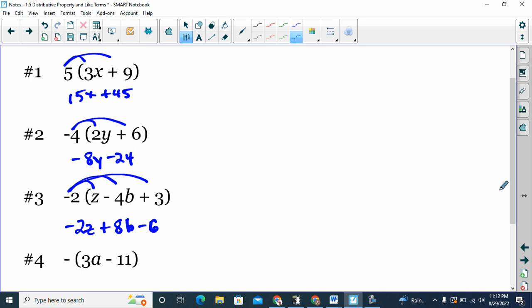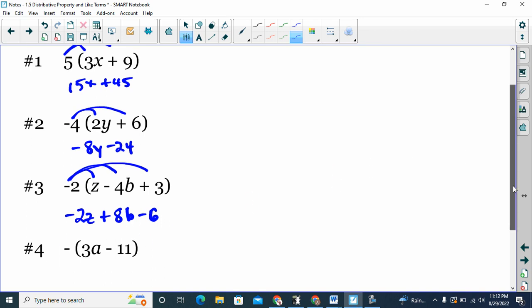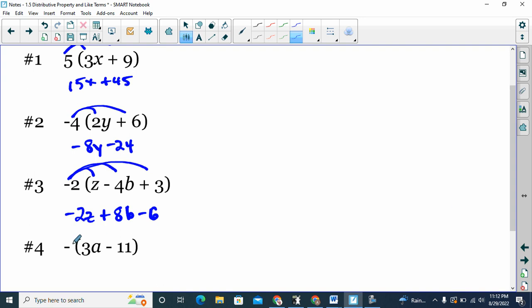Number 4, we didn't look at one quite like this. That negative sign out front there, that's the same thing as negative 1. So if there's no coefficient out front, that's the same thing as a 1. So that's negative 1 times 3a and negative 1 times negative 11.